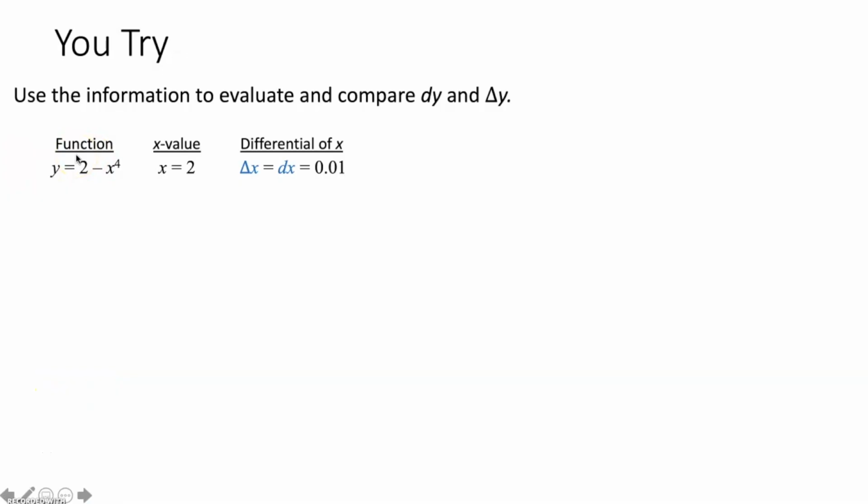You try. Okay, doing the same thing here. This time we are not given a graph. We just have to kind of picture what's going on. We have a function, y is equal to 2 minus x to the fourth. We have an x value. That x value is our c value. It's 2 in this case. And we have our differential of x, dx, which is equal to 0.01. And remember, our differential of x is the same thing as delta x.